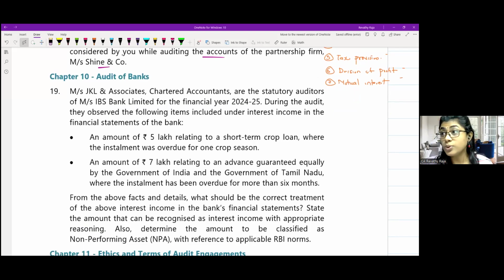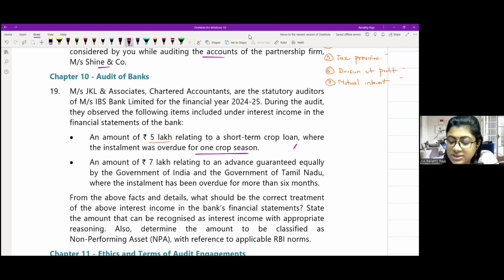Next one is a good question. Not so tough. Easy, just think and say the answer. Bank audit. Messrs. JKL Associates, CAs, are the auditors of IBS Bank Limited for the financial year. During the audit, they observed the following: 5 lakh relating to a short-term crop where the installment was overdue for one crop season.